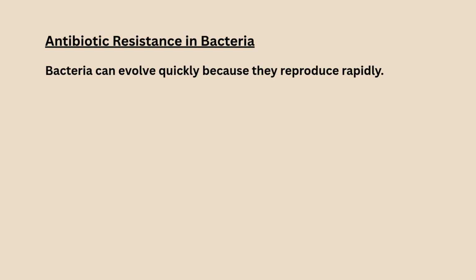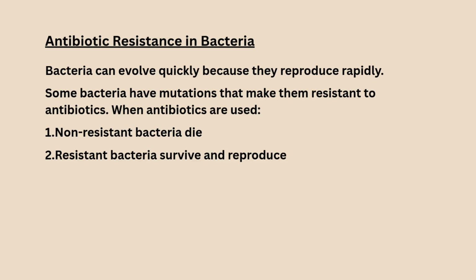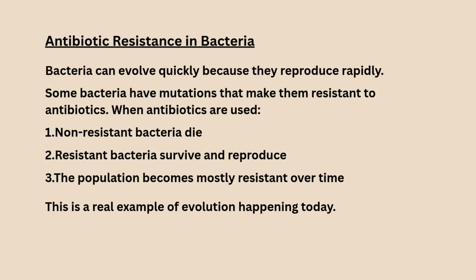Antibiotic resistance in bacteria. Bacteria can evolve quickly because they reproduce rapidly. Some bacteria have mutations that make them resistant to antibiotics. So when the antibiotics are used, the non-resistant bacteria die. The resistant bacteria will survive and reproduce, and the population becomes mostly resistant over time. And this is a real example of evolution happening today.